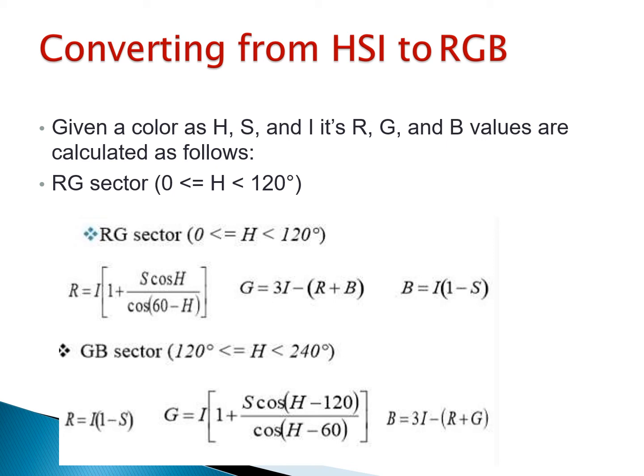In the GB sector, when the angle is between 120 degrees and 240 degrees, here again the angle is going to change, and the cos we use will be different. In the cos here you can see it is h minus 60, and in the other cos h minus 120, unlike in the previous one. In the GB sector, we can calculate the RGB values again by using intensity, saturation and hue, but here the angle will be different from the previous one.